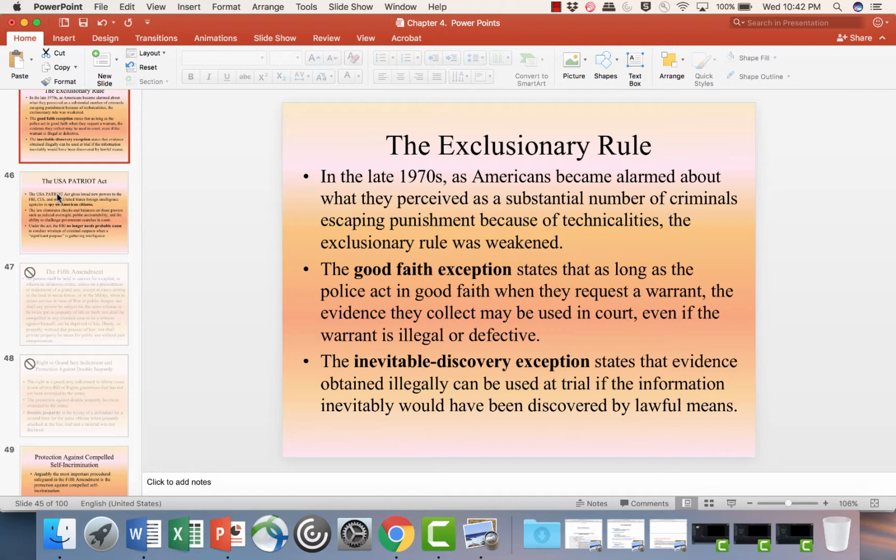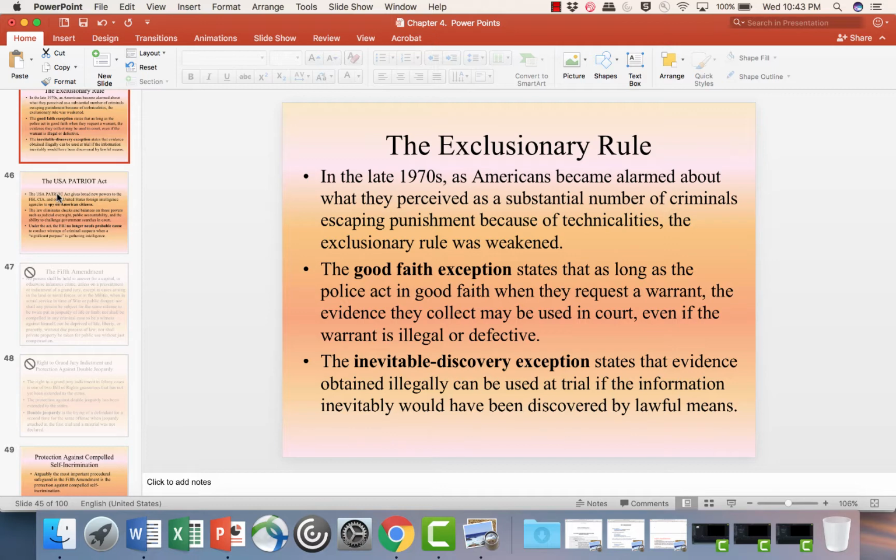And then we also have the other caveat to the exclusionary rule, inevitable discovery. It states that evidence obtained illegally can be used at trial if the information inevitably would have been discovered by lawful means. So that means that if you get stopped by a police officer and you have drug paraphernalia in open sight and it would have been discovered anyhow, even if it was an illegal search, the police still can say that it was inevitable discovery and suggest that it should be admitted into court.